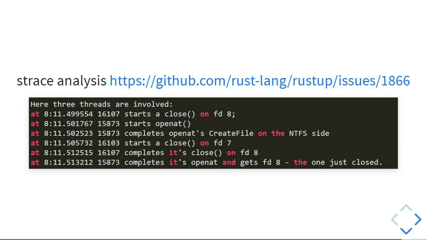Then a third thread starts a close on another file descriptor, and then the first thread completes its close on file descriptor 8, the first file descriptor that we saw being actioned in this snippet. And then finally, the file descriptor that was doing an open completes its open. This smells like a coarse lock to me.